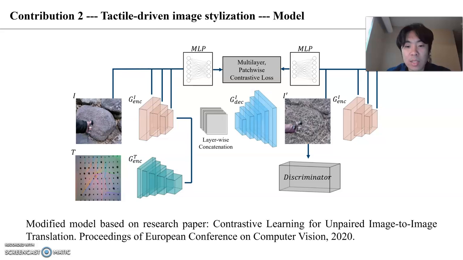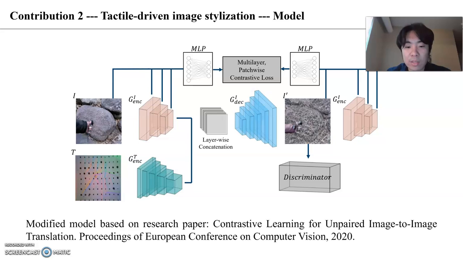The deep learning model we developed is a modified model based on the model proposed in the research paper Contrastive Learning for Unpaired Image Translation. We pass the inputs of the RGB image I and the tactile image T into two separate encoders, labeled in the pink and the green box, with linear concatenation. The fake image I prime is generated using the decoder, which is the blue one. The generated fake image I prime is then fed into the discriminator and the same pink encoder for calculating the loss to update the parameters in the deep learning model.